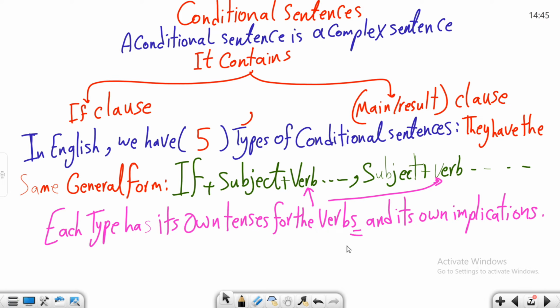which, again, my friends, doesn't rely only on the time of the verb. Please, if you didn't understand the tenses we have discussed before, you have to repeat them because you are going to need them. Now, we have 5 different types of conditional sentences. All of them have the same form, but they are different in terms of the tenses used in the if clause and the main clause.